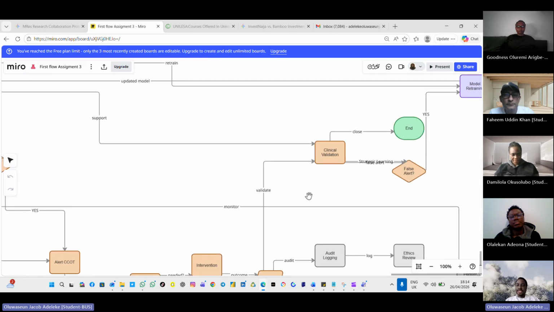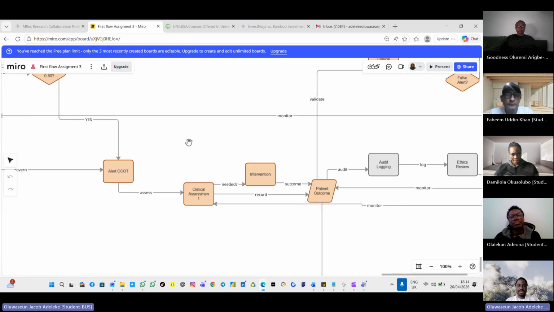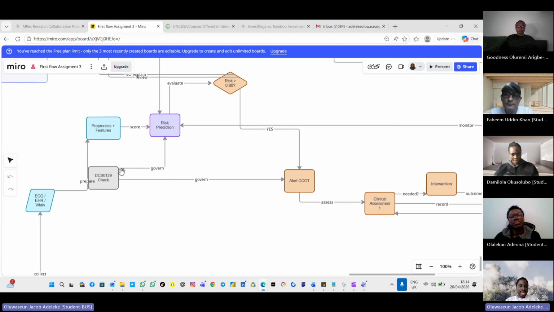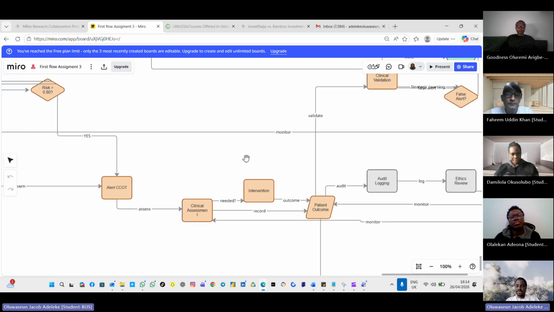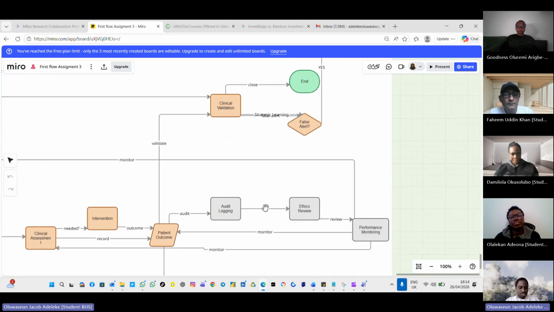Using an AI. That is why we are setting some things in place to check, especially this DCB 0129 check as the government to check what is going on. And at the same time, we try to do the auditing and the ethics review performance.